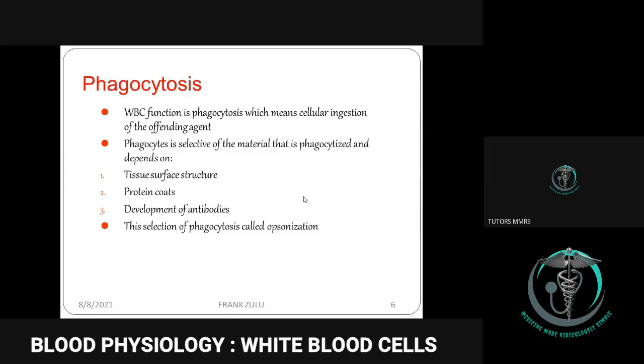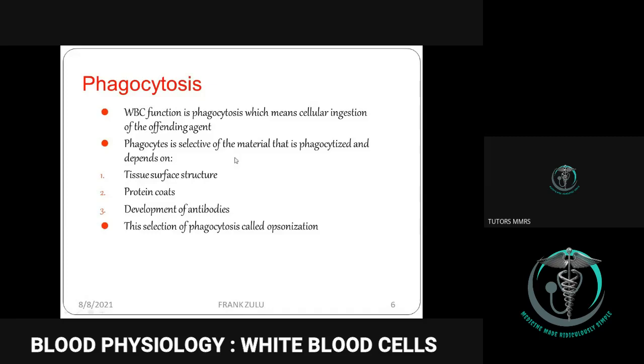It's going to encircle it. And once it encircles it, remember, these are granulocytes, so they have different granules present in there. When those granules are released or activated, they contain peroxidases or oxidative enzymes that are able to break down the phagocytosed material.